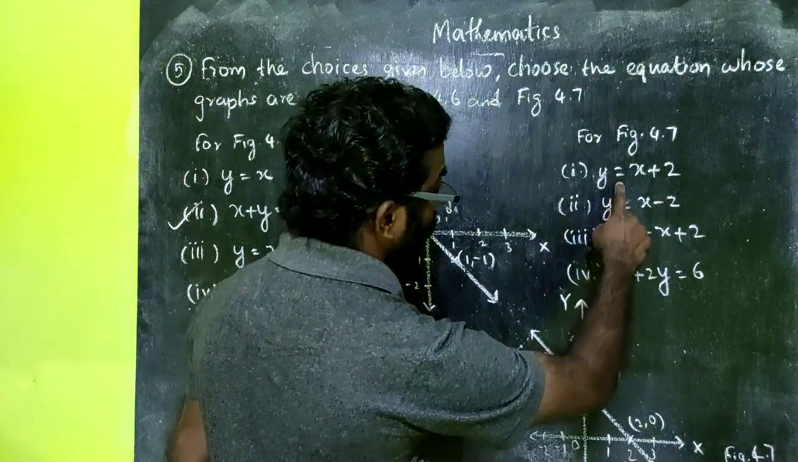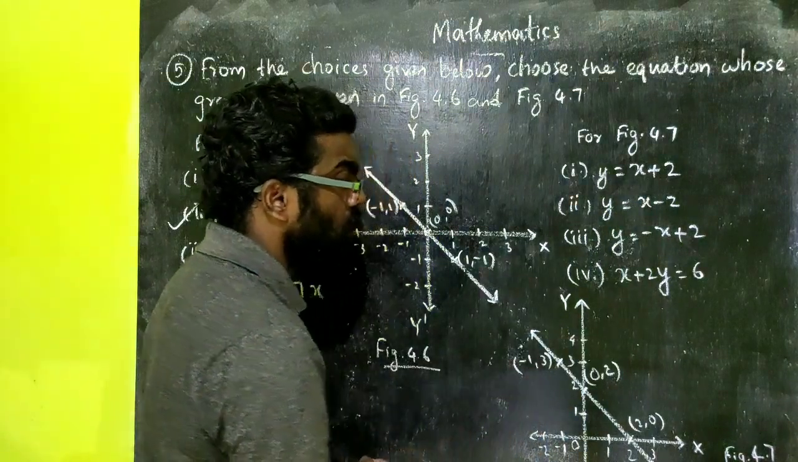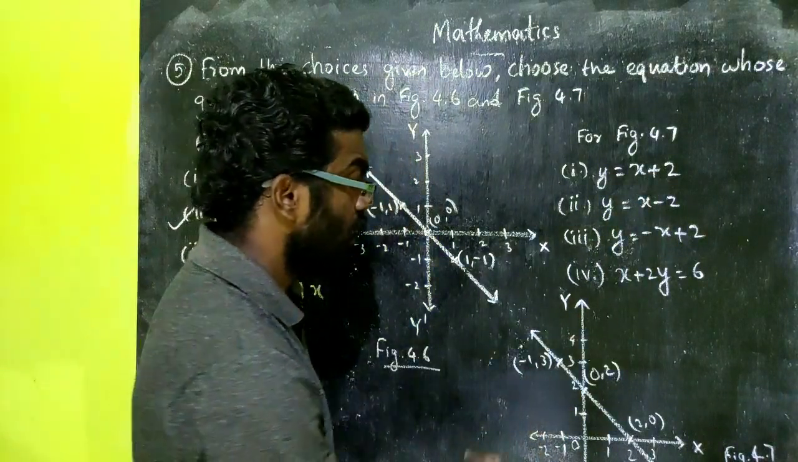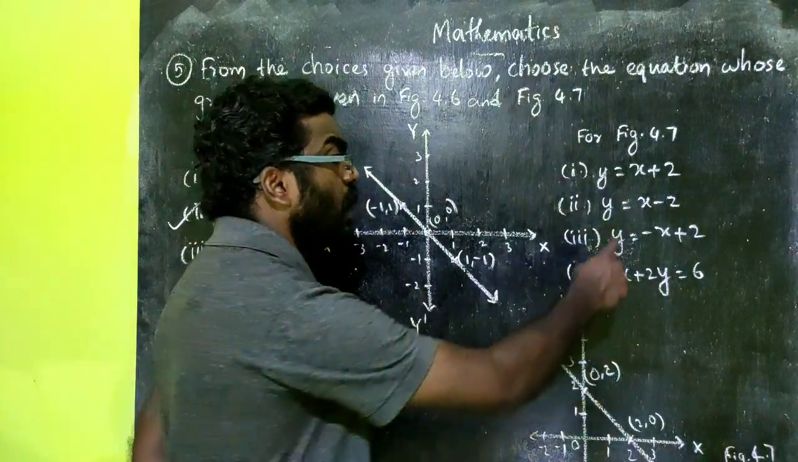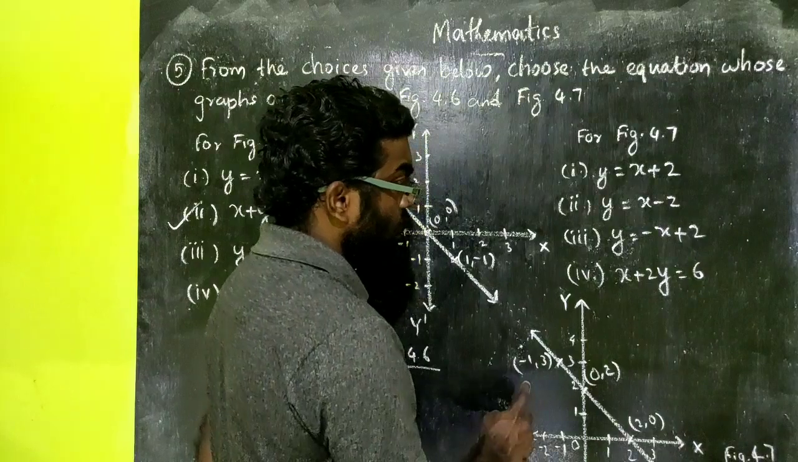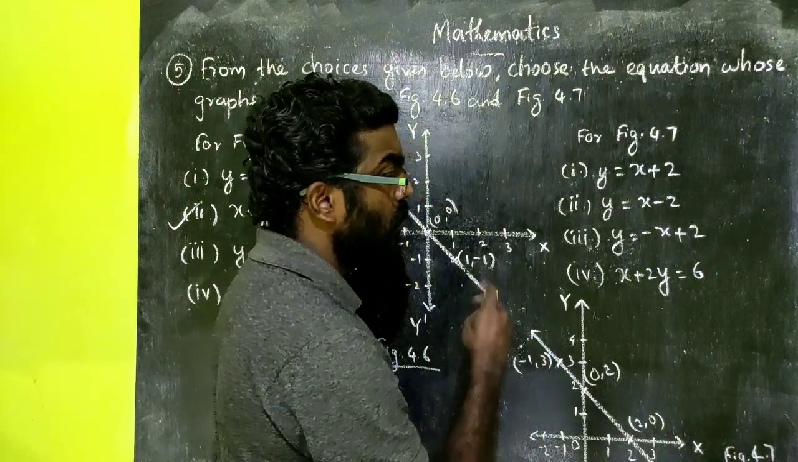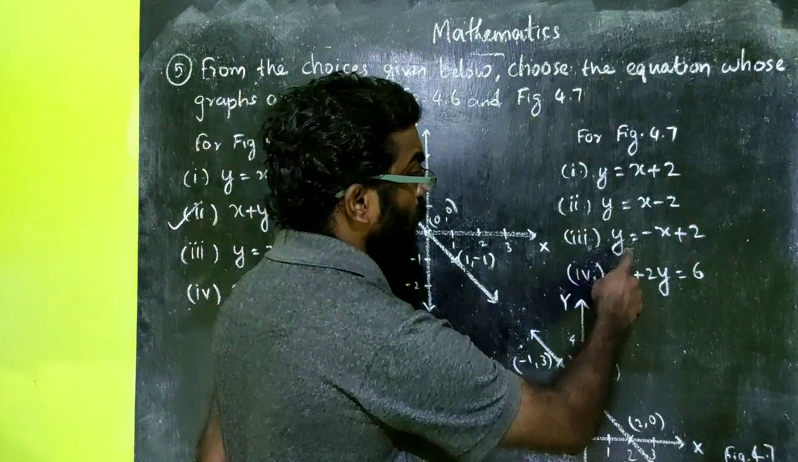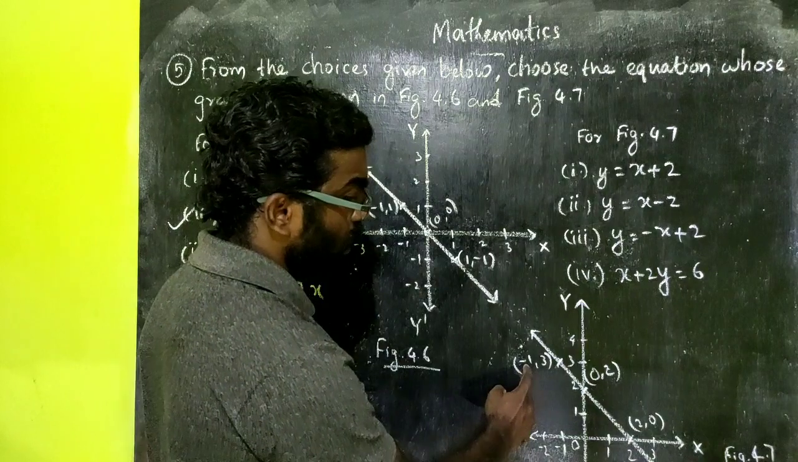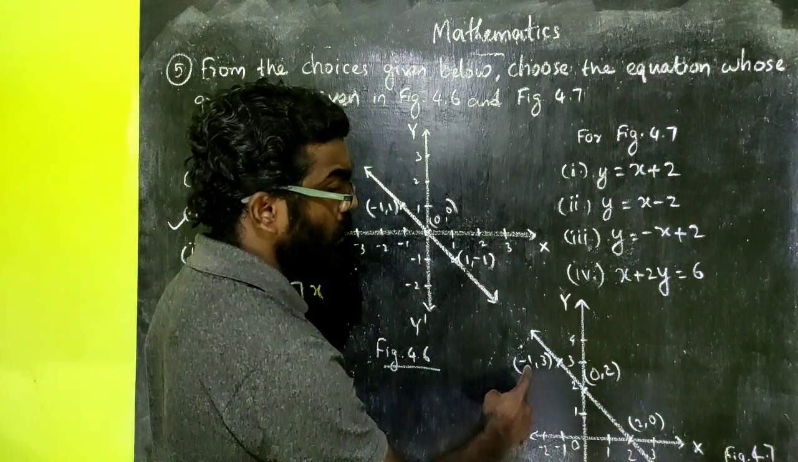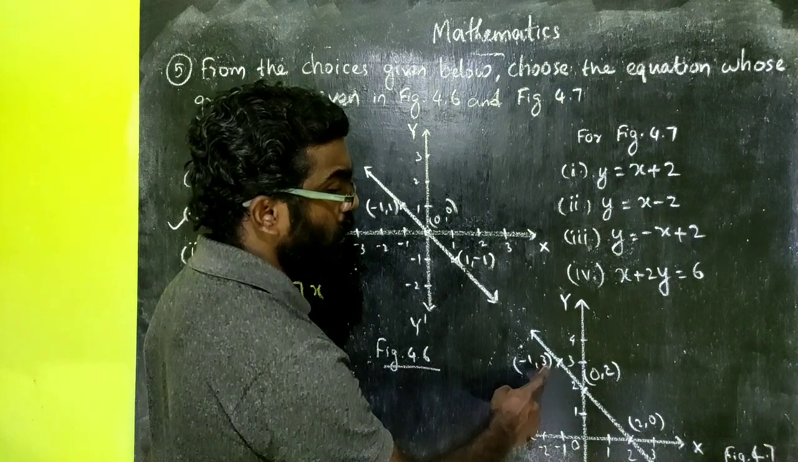If we take the first one, y equals x plus 2, minus 1 plus 2 is what? Plus 1. It's not true, so leave the first one. Then take the second one, y equals x minus 2: minus 1 minus 2 is minus 3, here it is 3, so leave it. Then take the third one, y equals minus x plus 2: minus of minus 1 is plus 1, 1 plus 2 is 3. It's right for the first point.